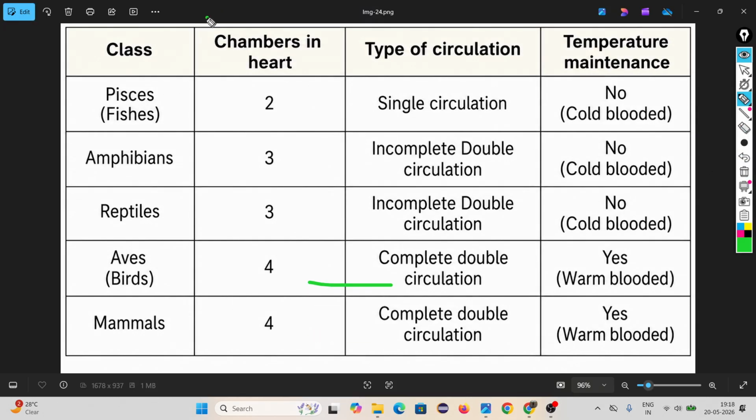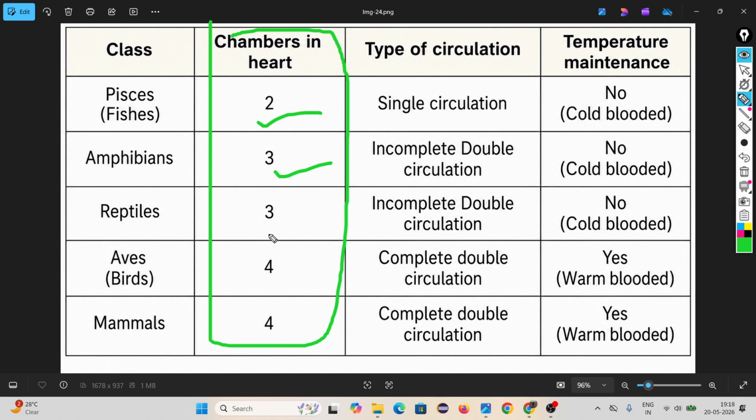Pisces heart chamber number is 2. Why are we learning the chambers of the heart? It gives various benefits. Just wait a second, we will understand. First try to understand how many chambers these vertebrates have. Pisces 2, amphibians 3, reptiles 3, Aves 4, birds 4, mammals 4.